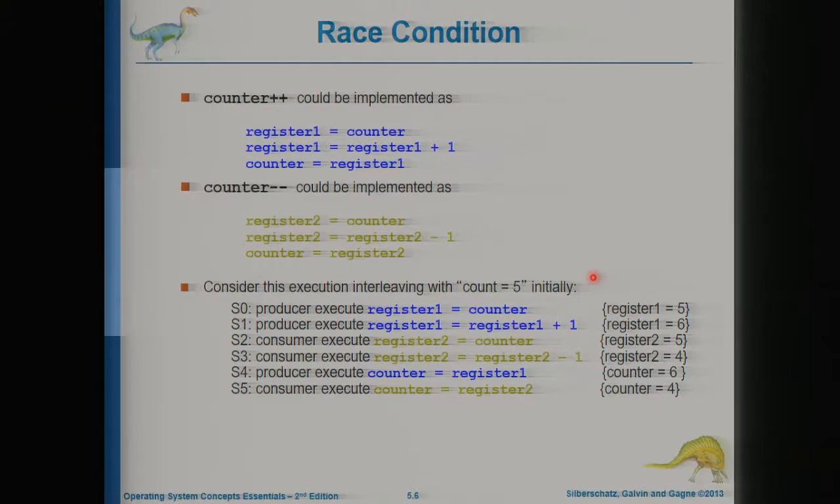Why? Because the counter value should have been 5, because one is being produced and simultaneously one is being consumed. So the counter, the stock in the market, remains the same. This kind of situation is called a race condition. When two processes are racing to change the data simultaneously, we call that a race condition.